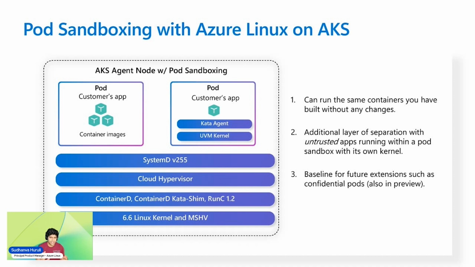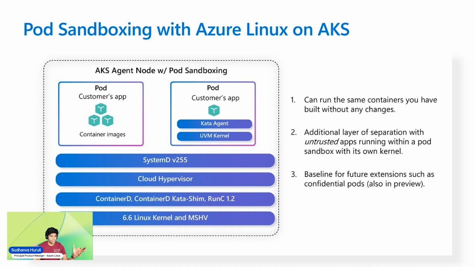You can run the exact same containers you have. There's an additional layer of separation where untrusted apps are running in a sandbox with their own kernel. So untrusted pods can run in an environment with its own kernel and Kata agent. This architecture is the baseline for future innovations like confidential pods.